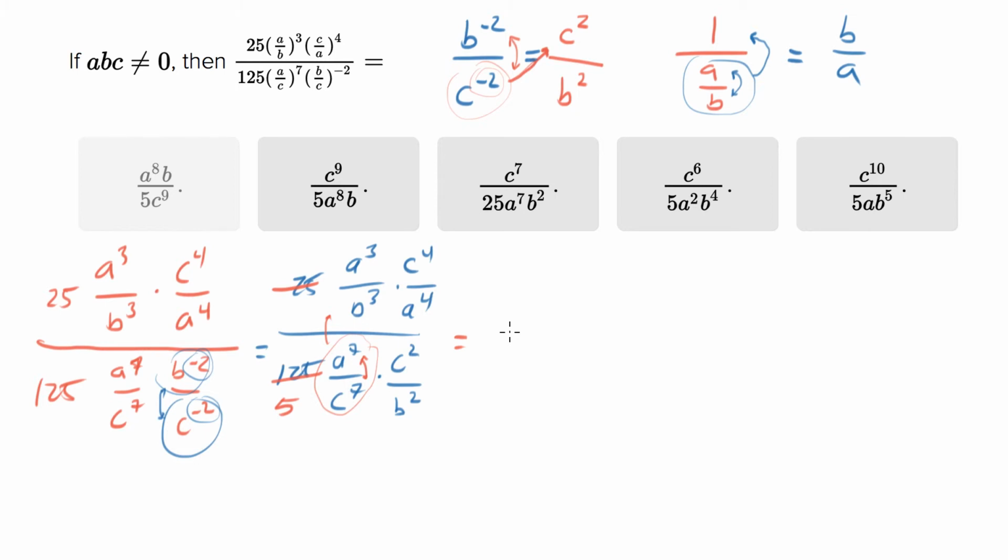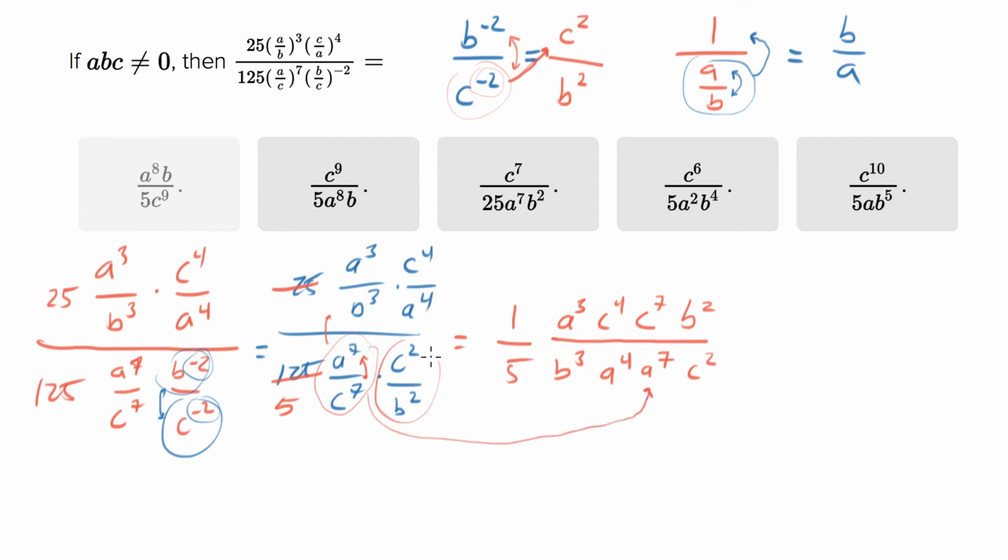So what this is going to equal is, we've got that 1 over 5, and we're going to have a cubed over, let's just do everything in the numerator, a cubed over b cubed, c to the 4th over a to the 4th, and now we've got c to the 7 over a to the 7 and b squared over c squared. And these terms are the ones that came from those.